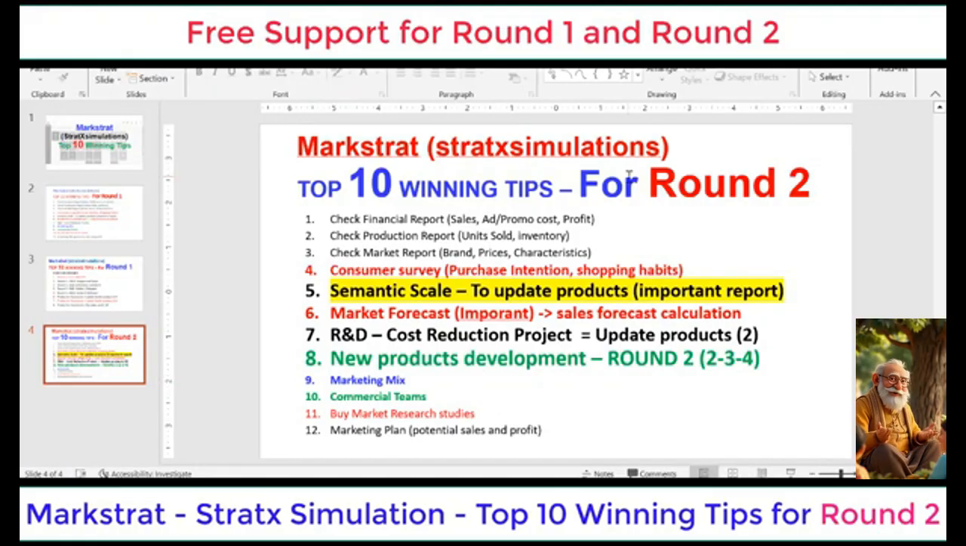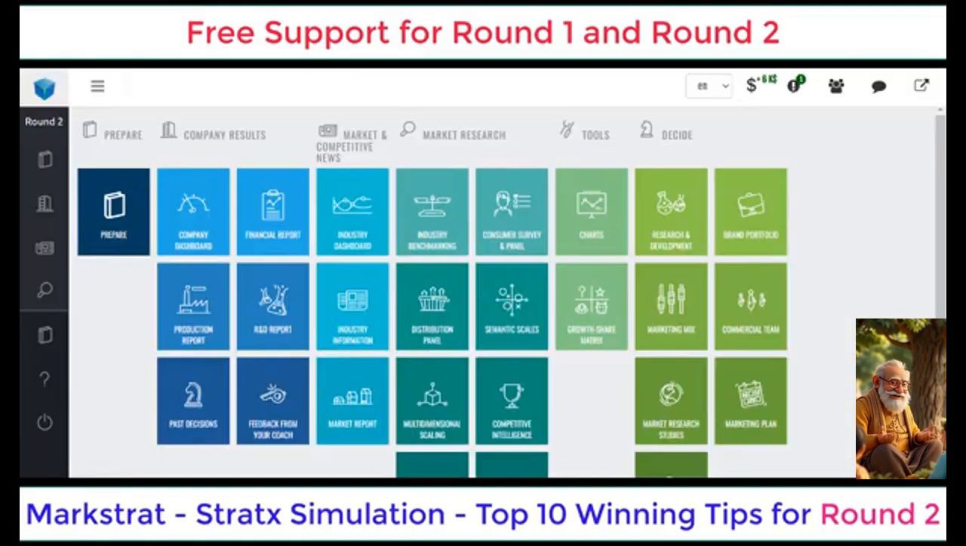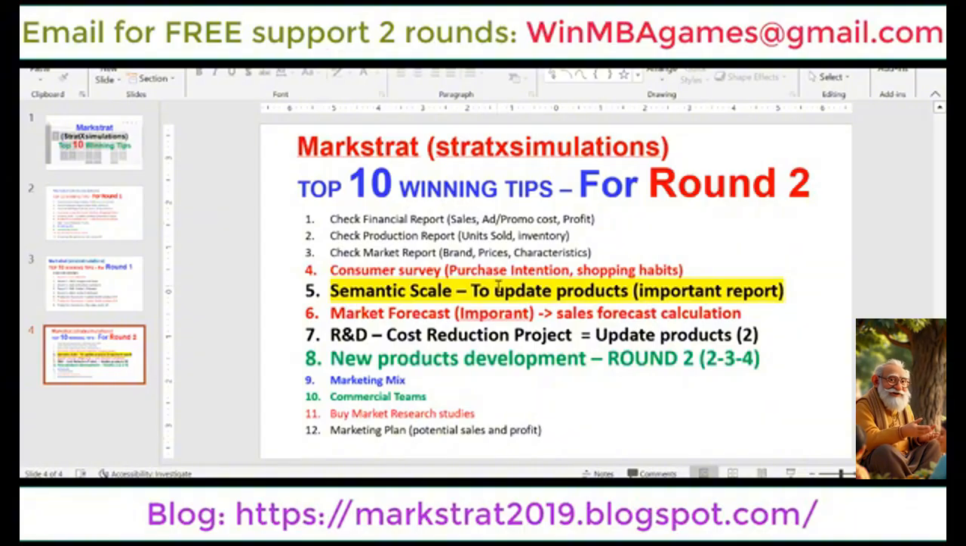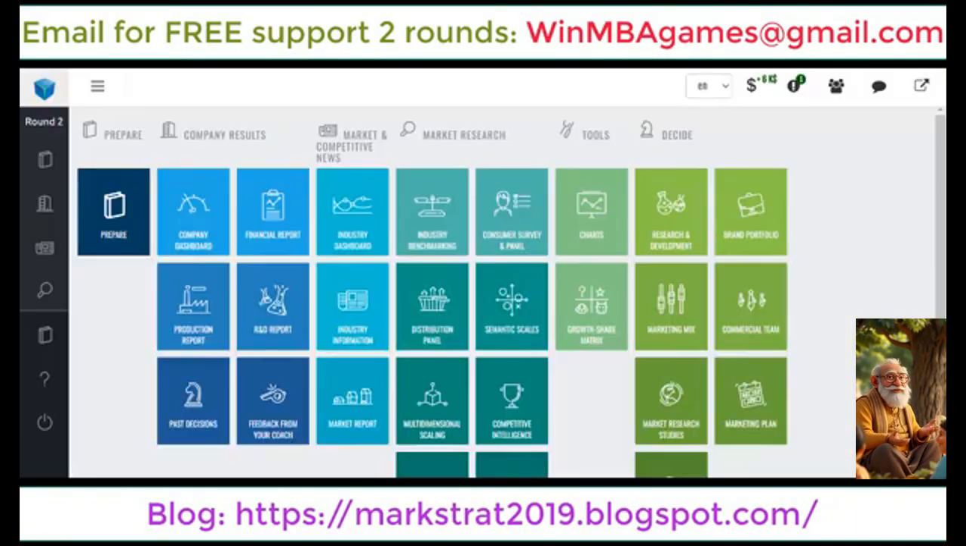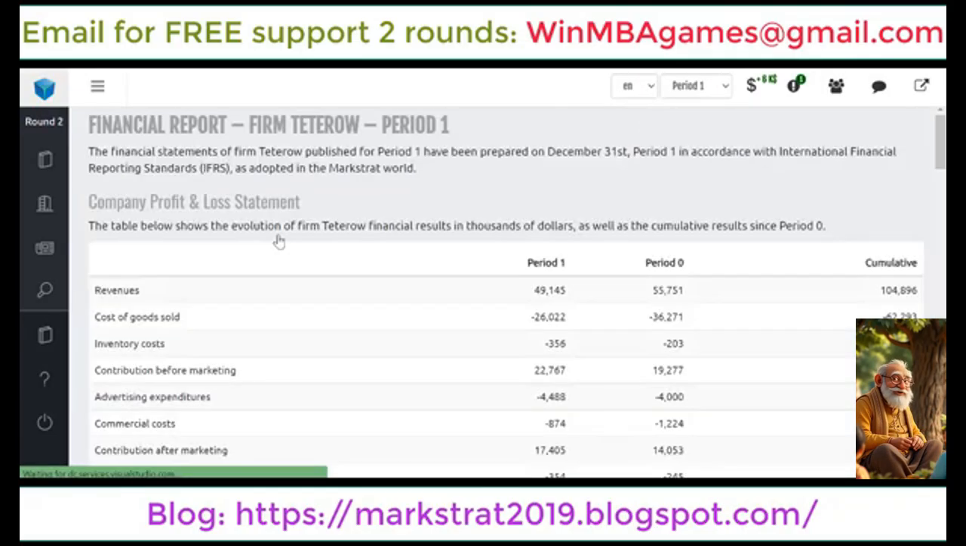Hello and welcome back to our Markstrat Simulation Strategy series. In today's session, we're diving deep into Round 2 with 10 essential winning tips that will help you and your team gain a strong competitive edge. Each round in Markstrat demands careful analysis and adjustment. So, let's walk through the key areas step by step and ensure your decisions this round move you closer to the top of the leaderboard.